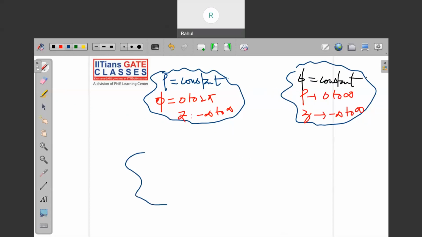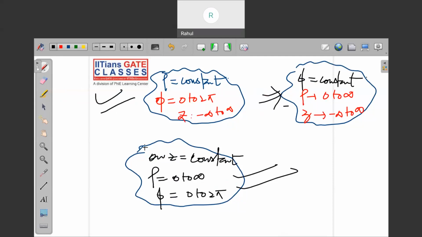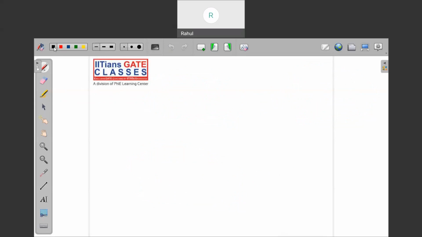And in the third case, one parameter is fixed again, that is z equal to constant, a plane. So rho can vary from 0 to infinity, and phi can vary from 0 to 2 pi. These three cases you have to keep in mind while solving integral problems. In general, rho can go from 0 to infinity, and I have also told you the relation, so please keep that in mind.